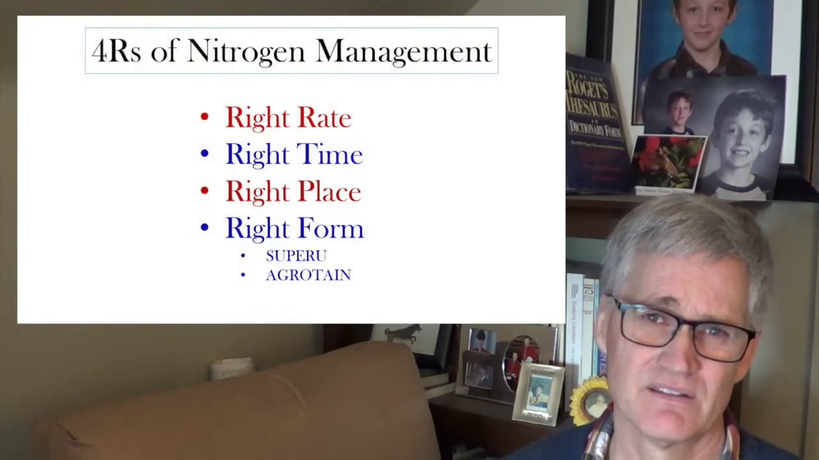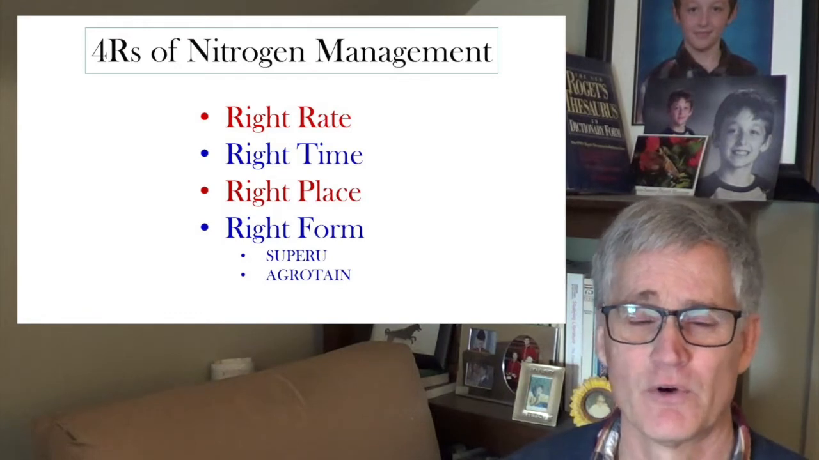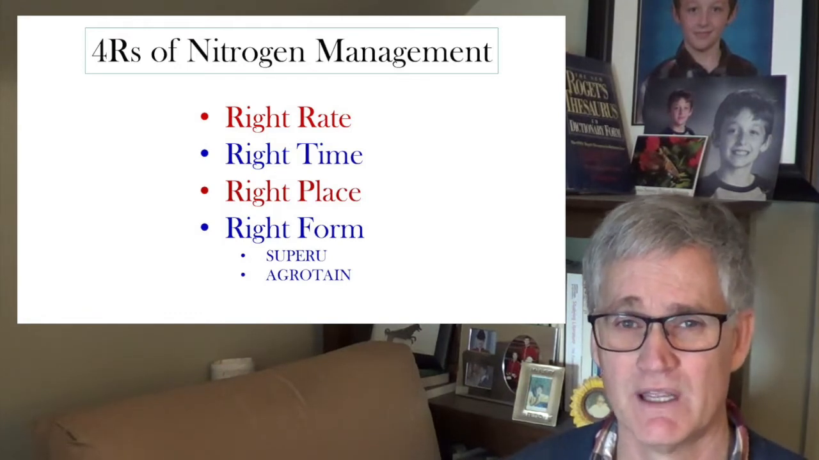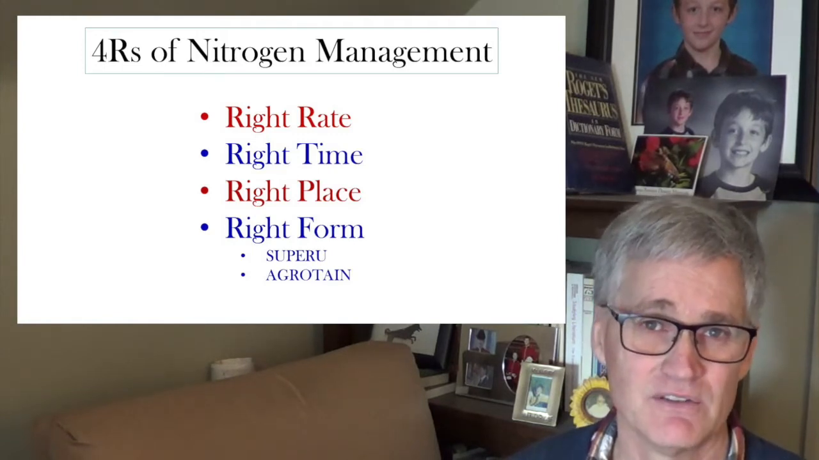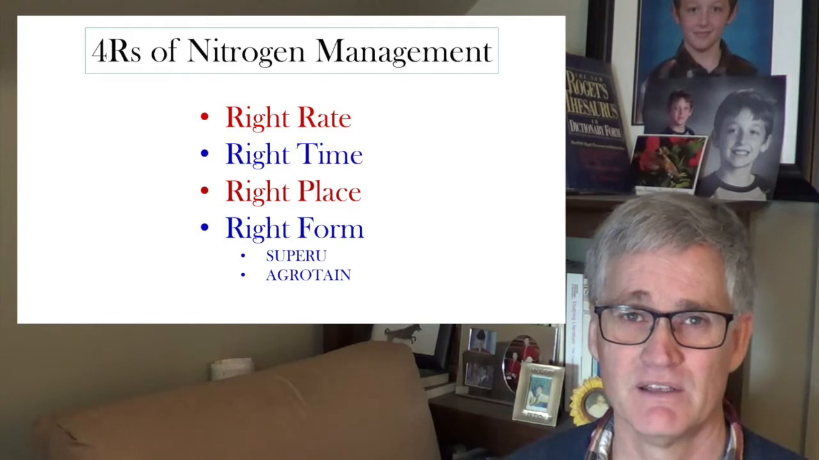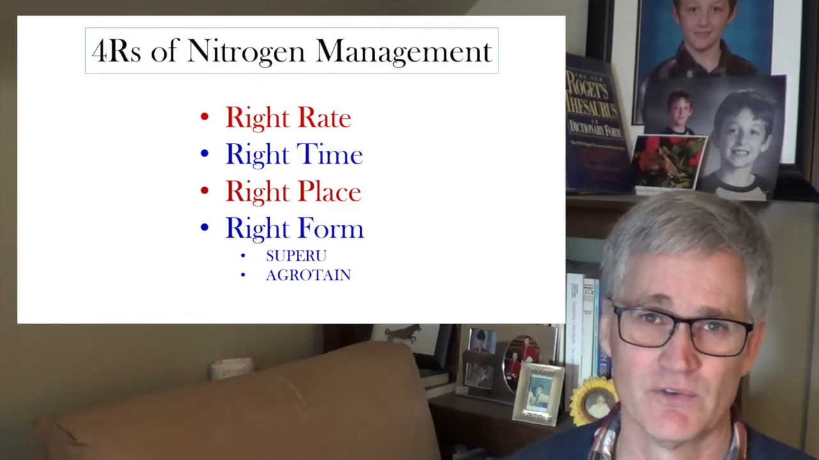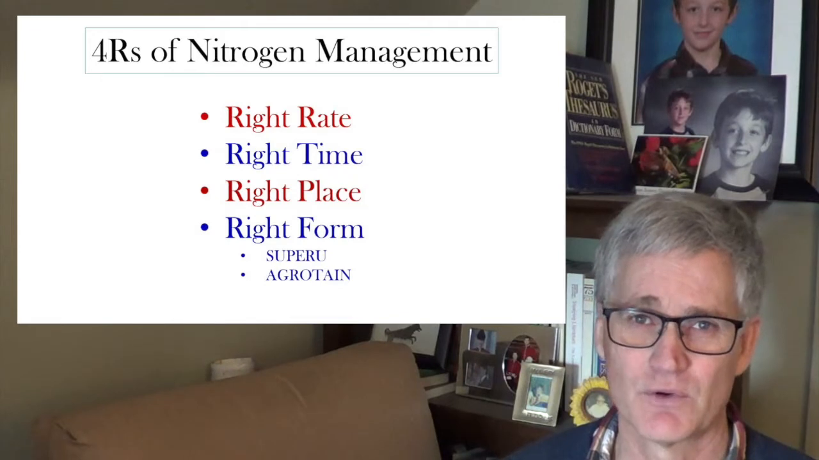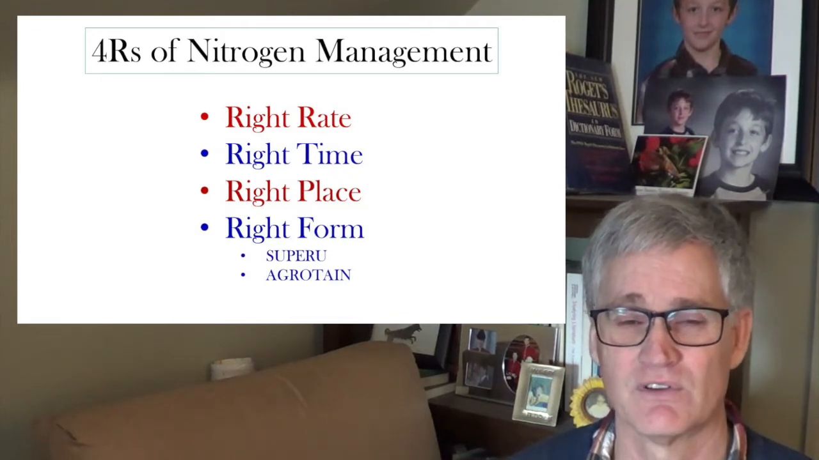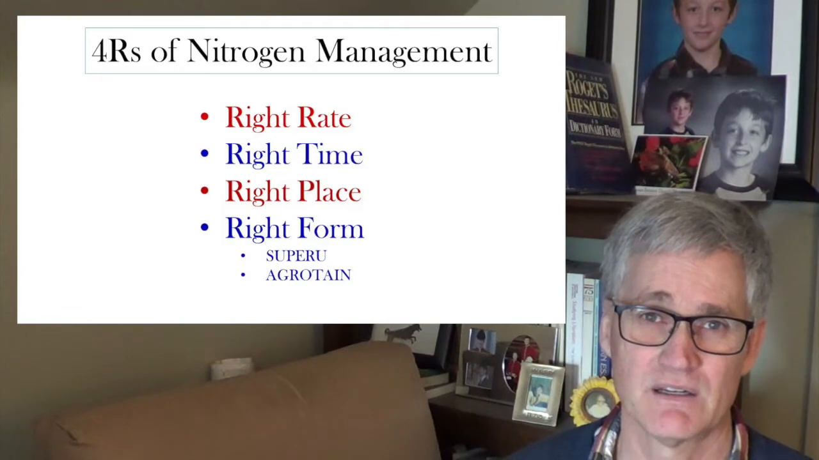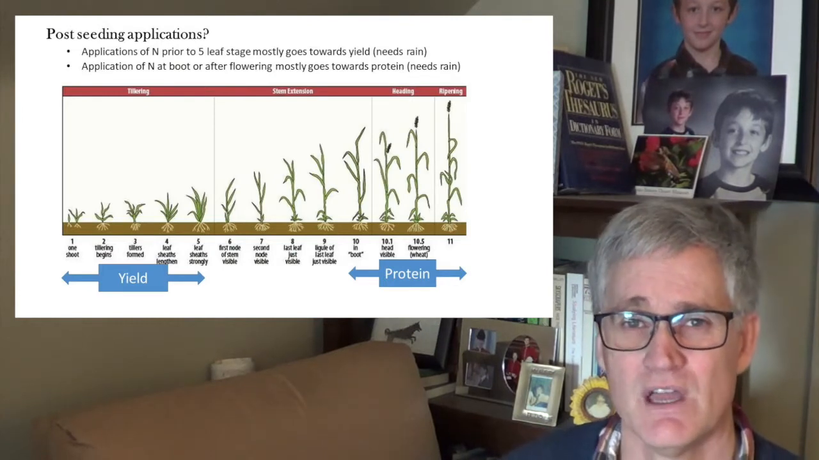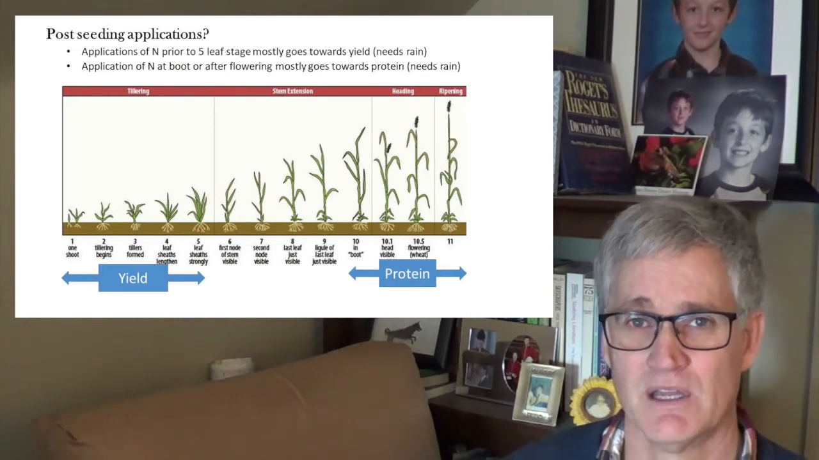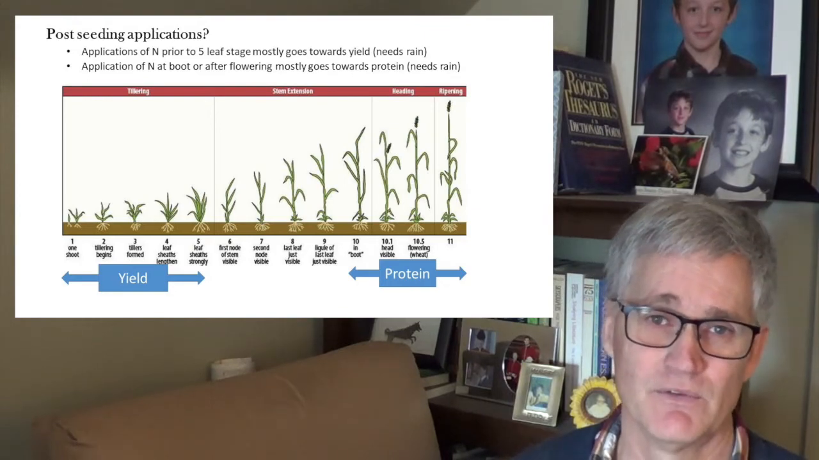So to combat these losses, we come up with the 4 R's of nitrogen management. We have the right rate, don't put down more than you need. The right time, put it down as close to when the crop needs to use it as possible. The right place, preferably under the ground to protect it from volatilization losses. And if you have to throw it on the soil surface, use the right form, such as Super U or Agrotain, that can protect the urea from such losses. So I'm going to talk about applying nitrogen early in the season for increasing yield, but then also late season applications which are targeted not for yield increase but for increasing protein.